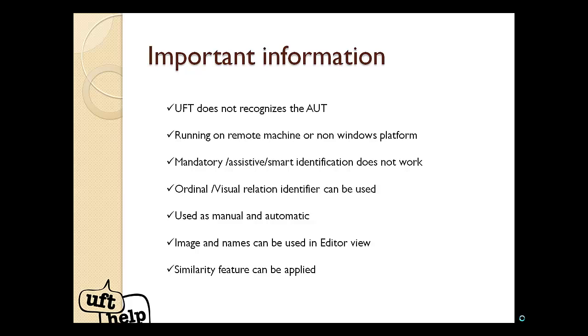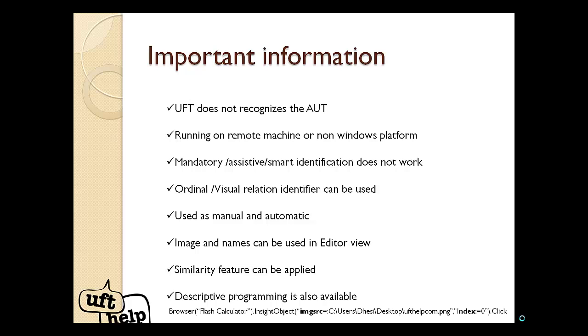In case we want to use these settings, they are also available. I gave you the example of the similarity feature, how similar my test object image will be to my runtime image object. One more important thing, descriptive programming is also possible in image based identification. Like we used to do DP in the form of property name and property value pairs, in a similar fashion we can use DP in image based object identification also. See, I used image source, we can directly give the image source which is on my desktop and give the index of that image. So this is how we use descriptive programming in UFT. I tried to summarize all the features of image based identification, how it works, how we can add it, which description properties are available, and what all the features of this are.